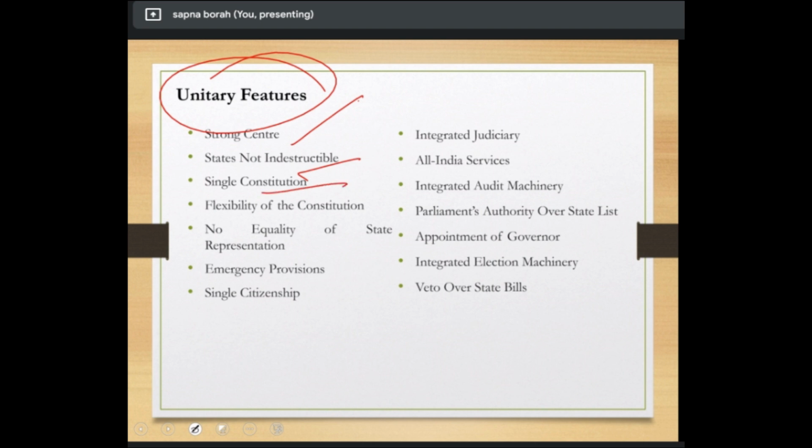Single constitution, there will be one constitution. Our states do not have separate constitutions. Remember, for example, Nagaland wanted its own constitution, but will the Indian constitution allow it? No. Okay, it will not allow it because we have a concept of single constitution, which is a unitary feature.